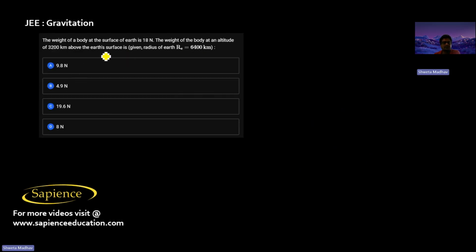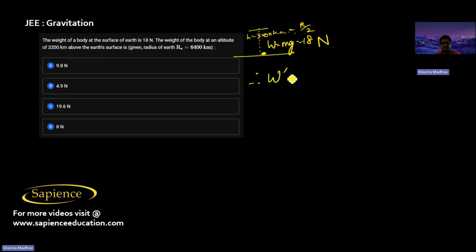It is told the weight of a body at the surface of the earth, mg, is 18 Newton, and the weight of the body at an altitude of 3,200 kilometers above the earth's surface is asked. This height is actually equal to half of the radius of the earth.